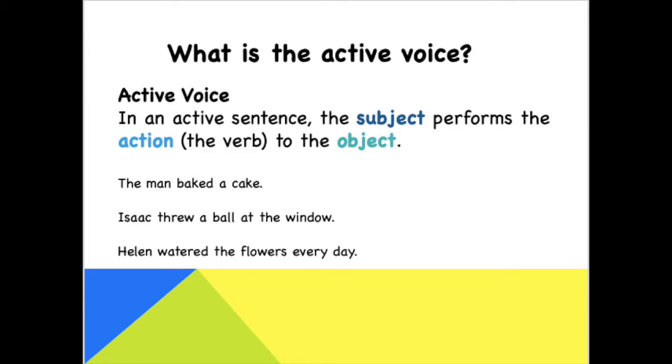Same in the sentence underneath. Isaac threw a ball at the window. So Isaac is the subject. He threw the ball. Threw is the action, it's the verb, and the ball is the object. And the last sentence: Helen watered the flowers every day. So Helen is our subject. Watered is the verb, and the flowers are the object.